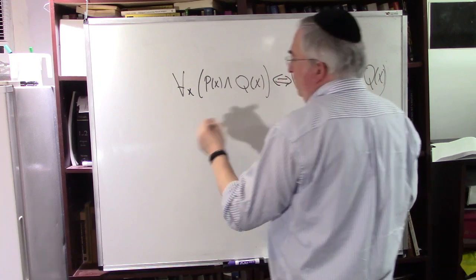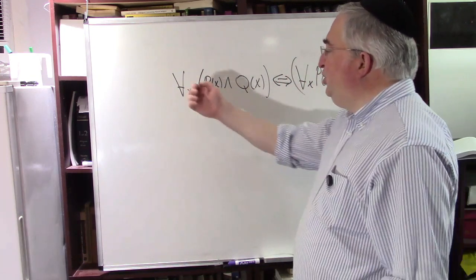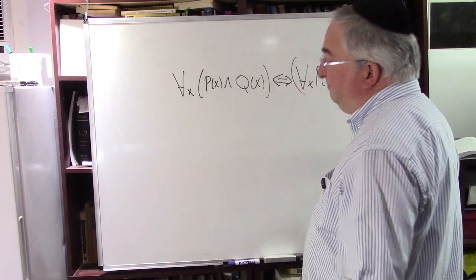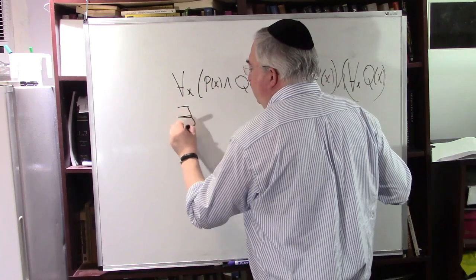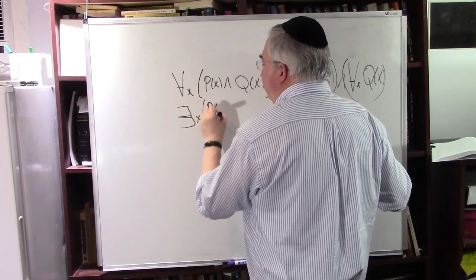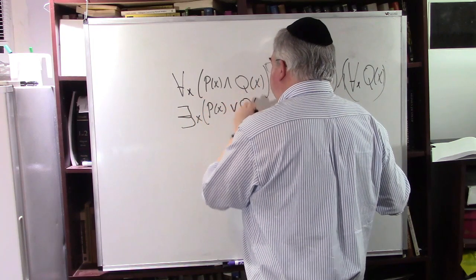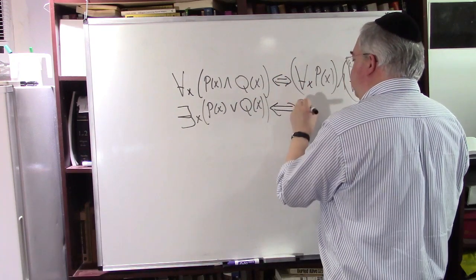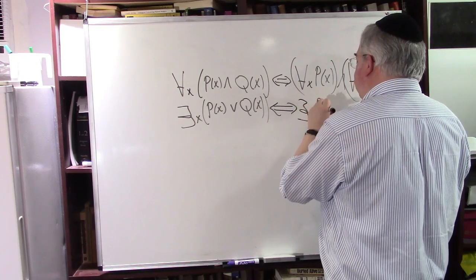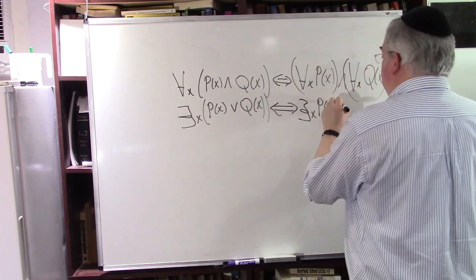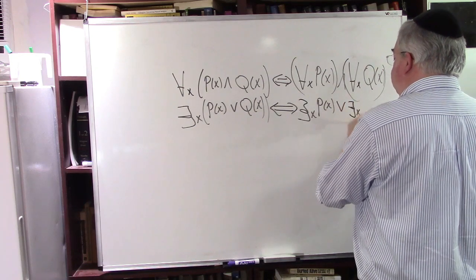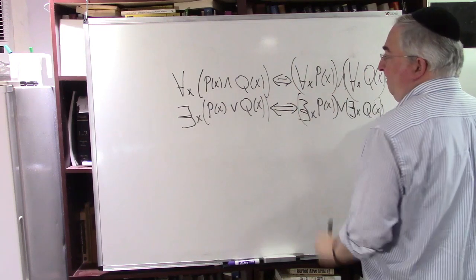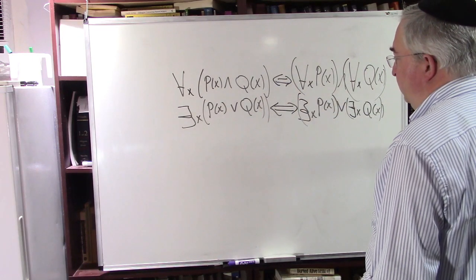So what it's saying is the generalized AND is a good homomorphism with the regular AND. That's it. And the same thing about this: there exists an X, P of X or Q of X is the same as there exists an X, P of X, or there exists an X, Q of X. And that takes care of that.